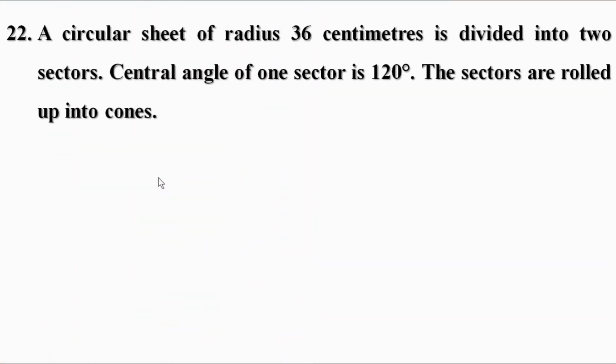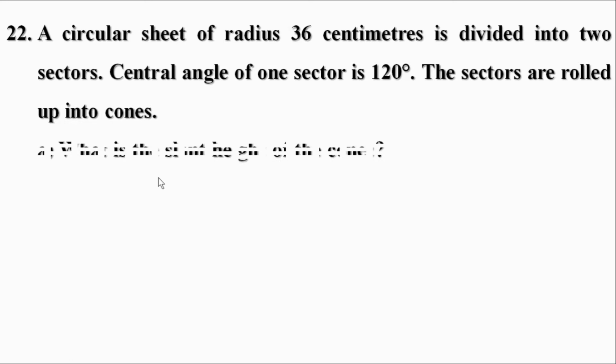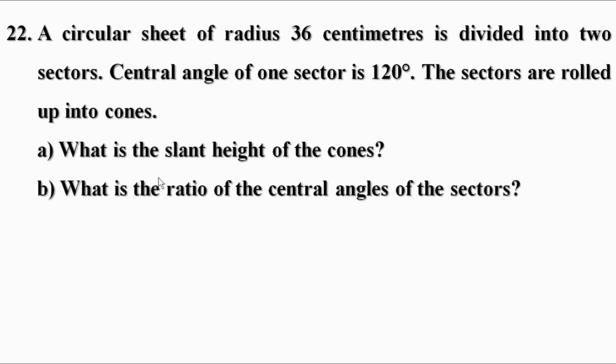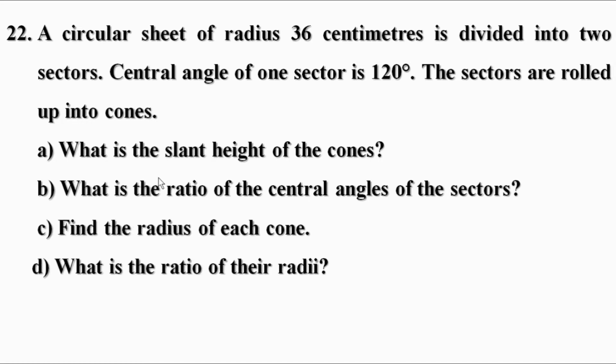22nd problem. A circular sheet of radius 36 centimeters is divided into two sectors. The central angle of one sector is 120 degrees. The sectors are rolled up into cones. What is the slant height of the cones? What is the ratio of the central angles of the sectors? Find the radius of each one. What is the ratio of the radii?